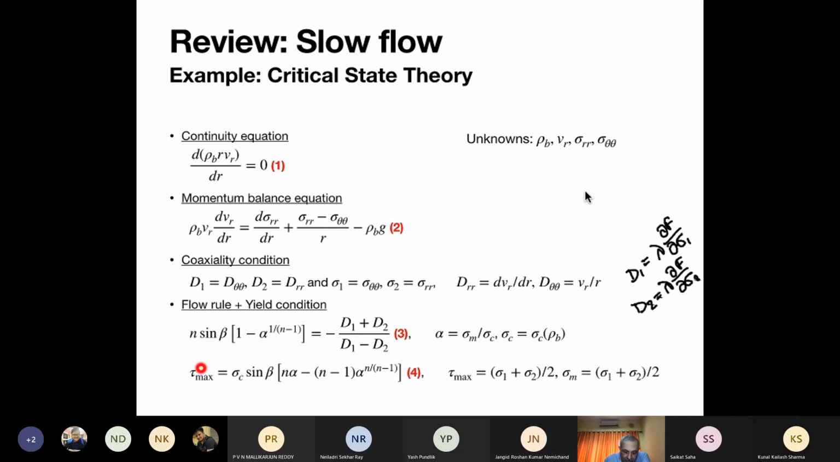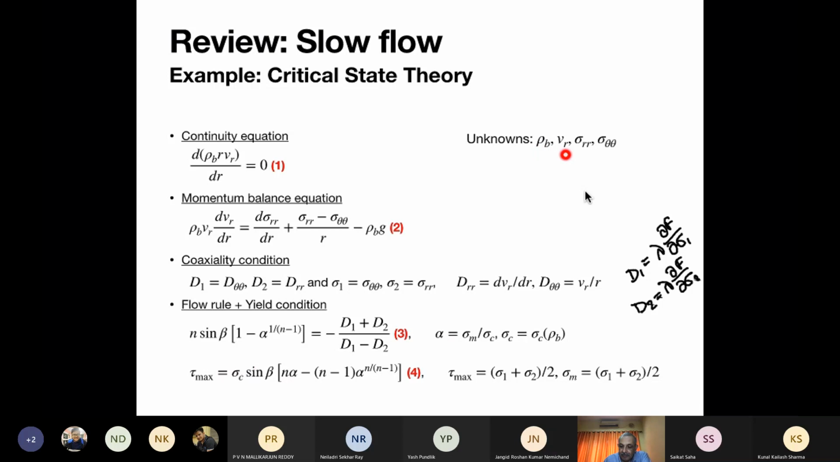And then the yield condition itself is given by this equation, where tau max is sigma c sine beta into this quantity, which depends on alpha. And alpha is just the normalized value of the mean stress sigma m. And of course, tau max and sigma m are related to the principal components sigma 1 and sigma 2 in this way.